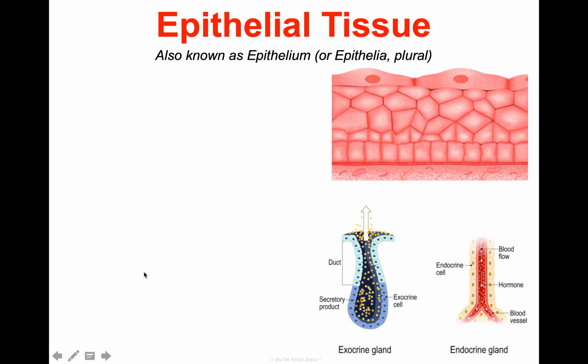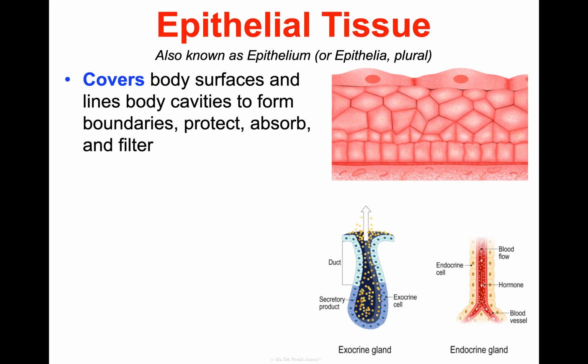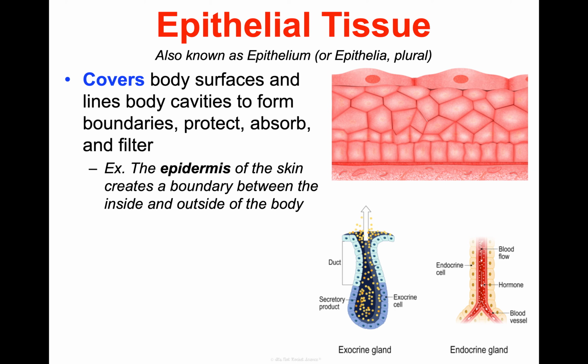So first, your epithelial tissue, also known as epithelium or epithelia for plural. It covers your body surfaces and lines body cavities to form boundaries to protect, absorb, and filter. So an example of this is the epidermis of your skin creates a boundary between the inside and outside of your body. So it's covering and also protecting in a boundary.